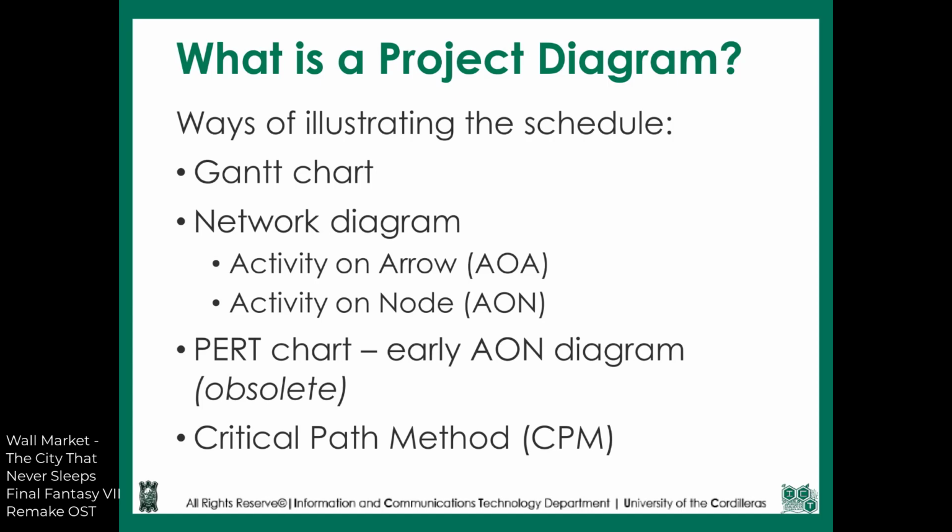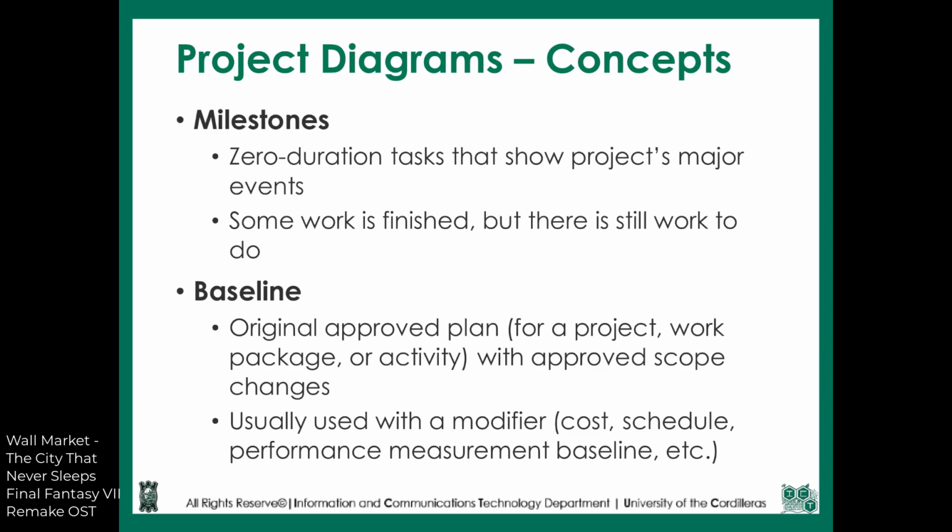We also have the Program Evaluation Review Technique or PERT chart, which is the predecessor to the network diagrams. The last example is the critical path method, which is similar to the network diagram but is more detailed with early and late start and finish times with the duration. Before we look into how the Gantt chart works, we need to look into the concepts of project diagrams.